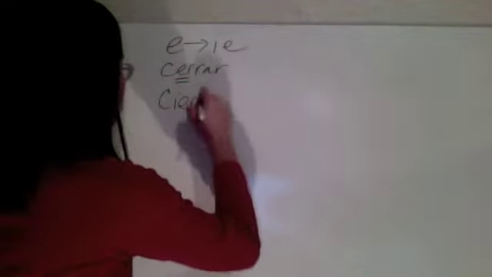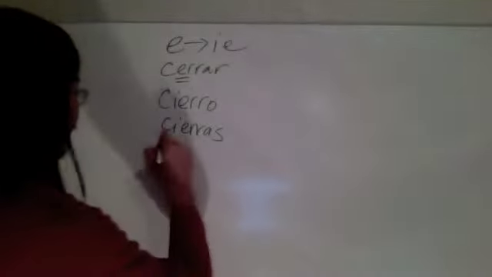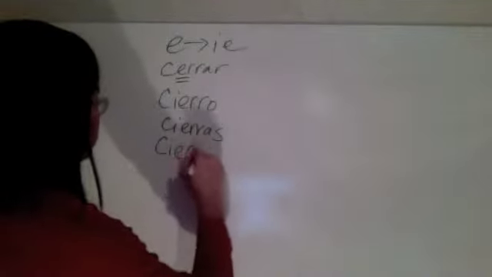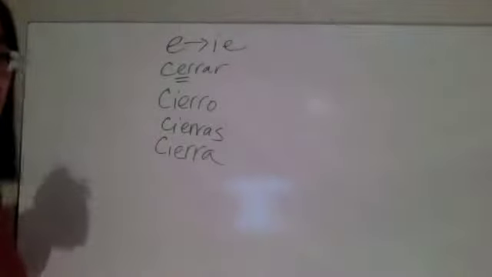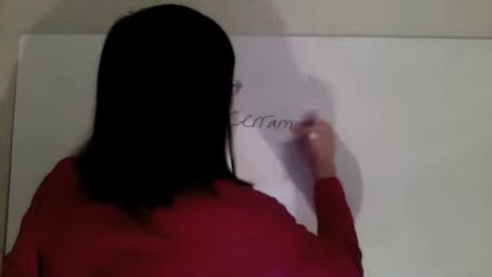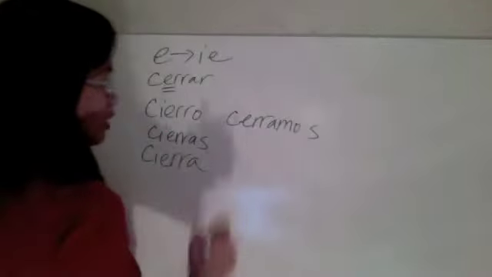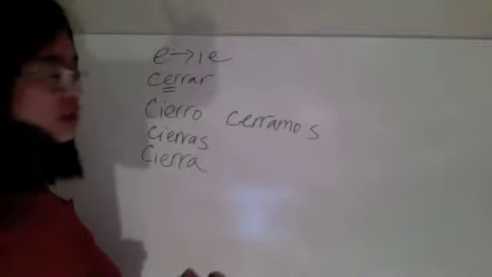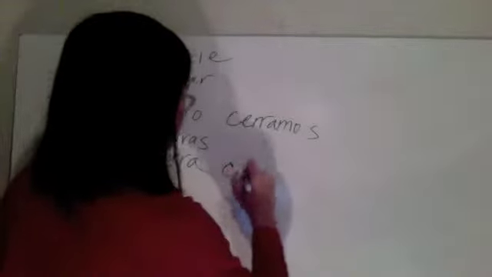Yo cierro, E to IE right here. Tú cierras. Él, ella, usted cierra. Nosotros, remember, it does not have stem change. Cerramos. And ellos, ellas, ustedes, stem changing again. Cierran.